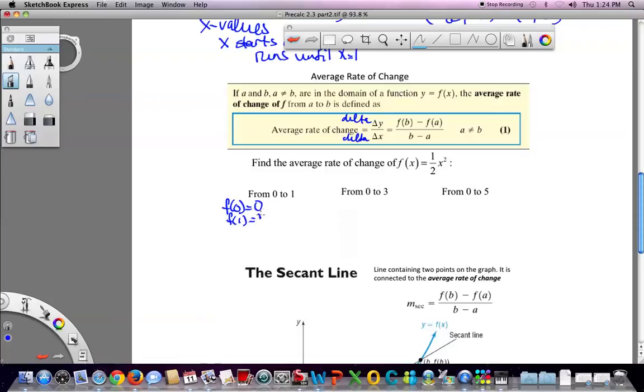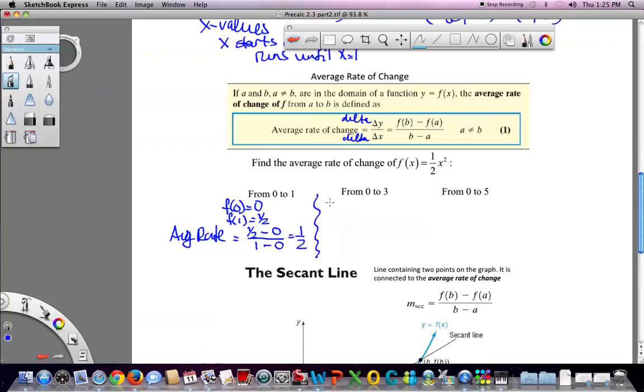Well, at 1 we would get a half. And then for the average rate of change, I'm going to fill in that formula. The average rate of change would be f(b), so I'm going to use this as point b, so it's a half minus 0 divided by 1, that's the x value I used to get that half, minus 0. So a half divided by 1 is a half.